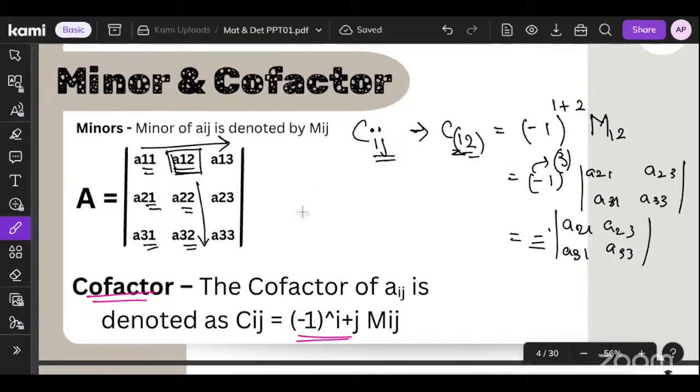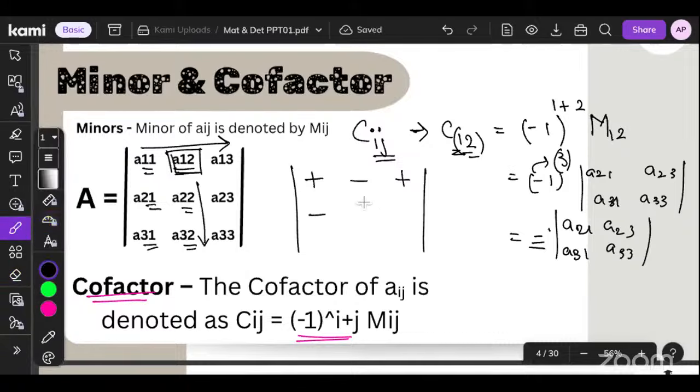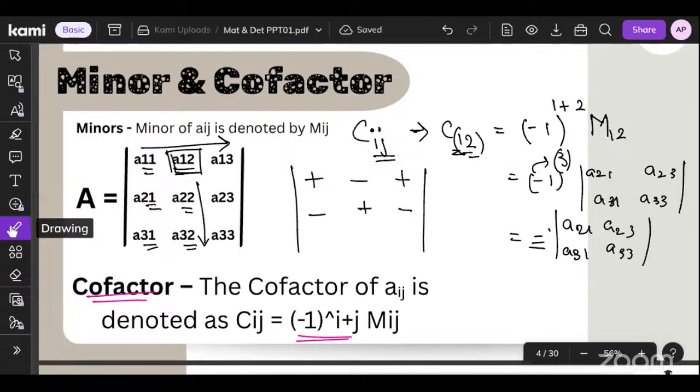Okay, you can just directly find the signs without using this formula. Cofactor is nothing but the minor with signs. In a 3 by 3 matrix, it is in the form of plus minus plus, and then minus plus minus, and then plus minus plus. It will be in the alternating way.